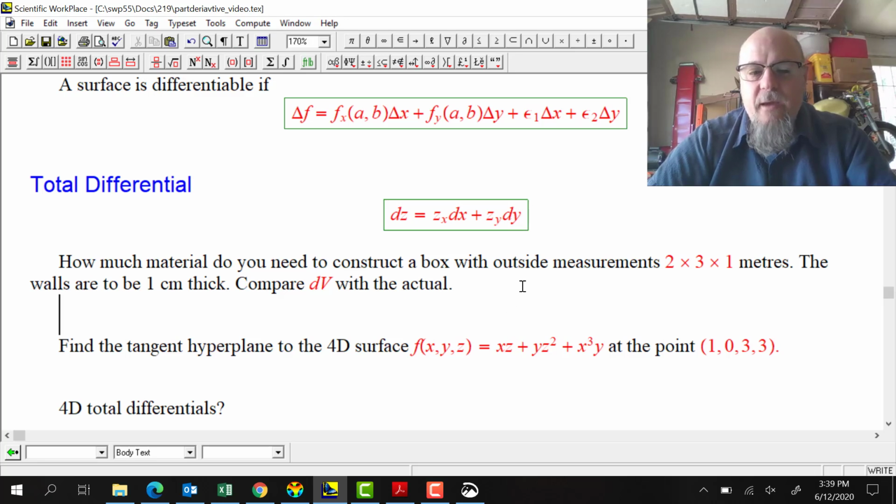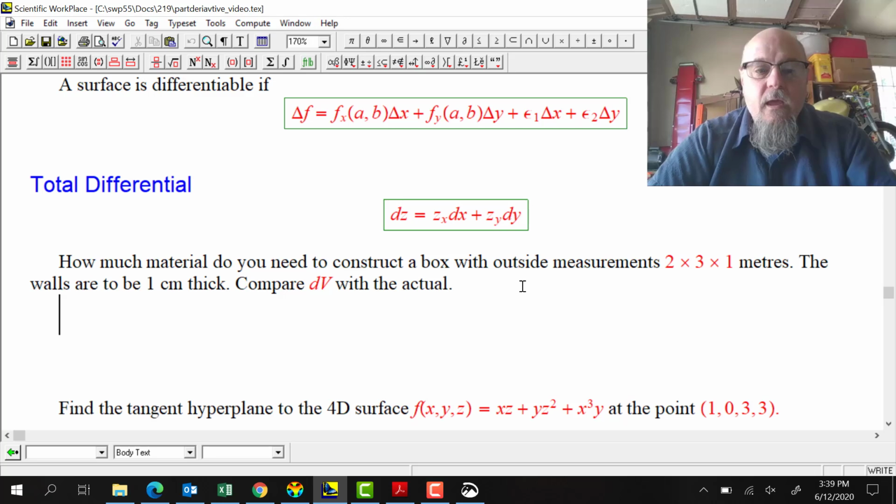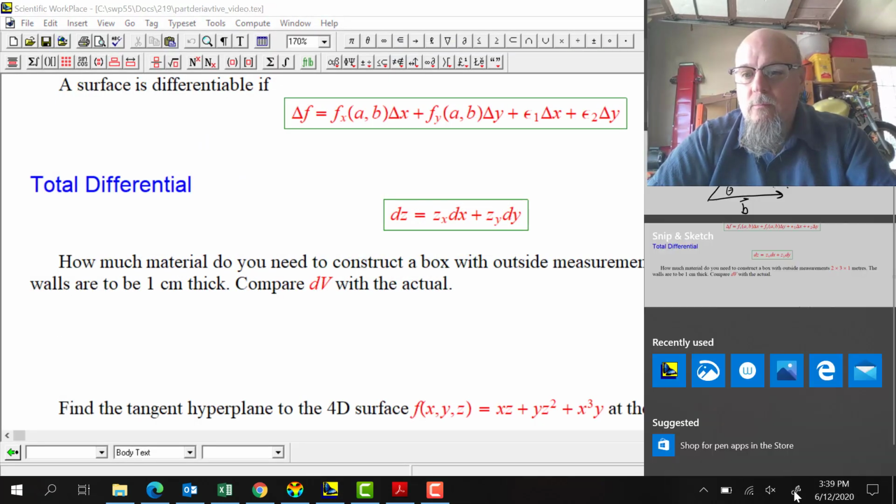Let's use it as an example. How much material do I need to construct a box with outside measurements 2 by 3 by 1 meters? The walls are supposed to be 1 centimeter thick. Okay. Let's draw this so we can see.